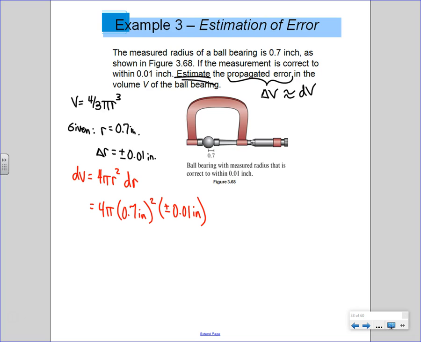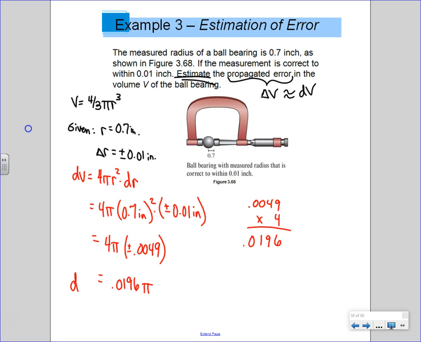So now what? 0.7 squared, isn't that 0.49? And 0.49 times 0.01, wouldn't that be 0.0049? Why is it times? Because you're multiplying by a positive and a negative. It's not plus or minus, it's a negative and positive. Double check, 0.01, that's 2 decimal places, right? So 0.0049 times 4 pi. Can I multiply that by hand? Technically, yes. You guys agree? 0.0196 pi? Yes.